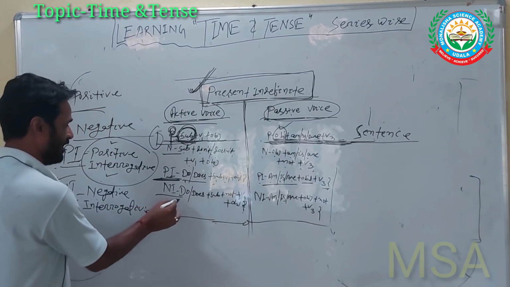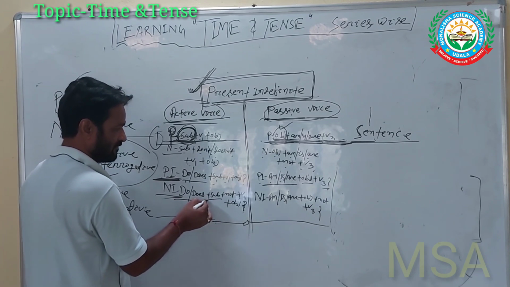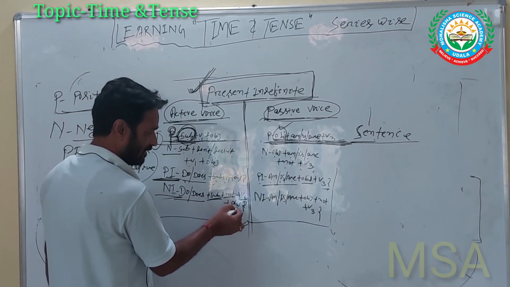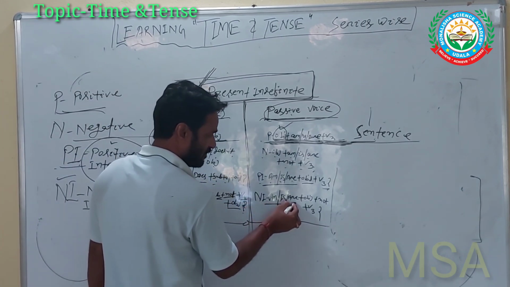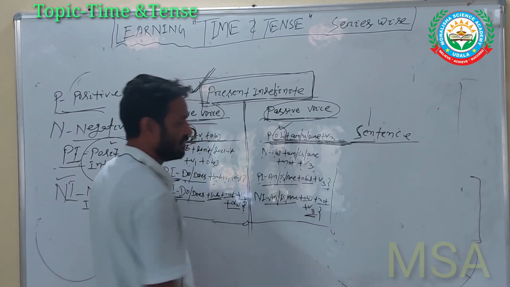And the last one, NI, means negative interrogative. The first is do, does, next comes subject, next not, next V1, next object. Here am, is, are comes first, and next comes object, not, and at last comes V3.